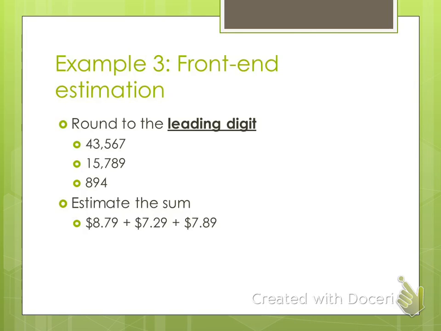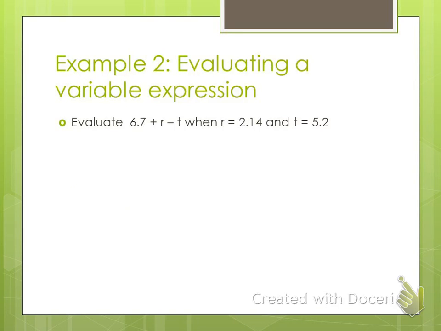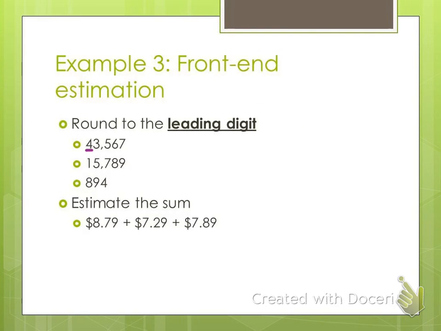All right, so what's my first digit in the first one? It's going to be the 4, right? So the 4, I'm rounding to the nearest 10,000. So it will be what, guys? It'll be 40,000. Sorry, hold on. Okay, so yes, it's going to be 40,000. Now, what about the second one? 15,789. If I'm rounding to the leading digit, what's it going to be? 20,000. Because I'm rounding to the leading digit, the nearest 10,000, it's going to be 20,000.